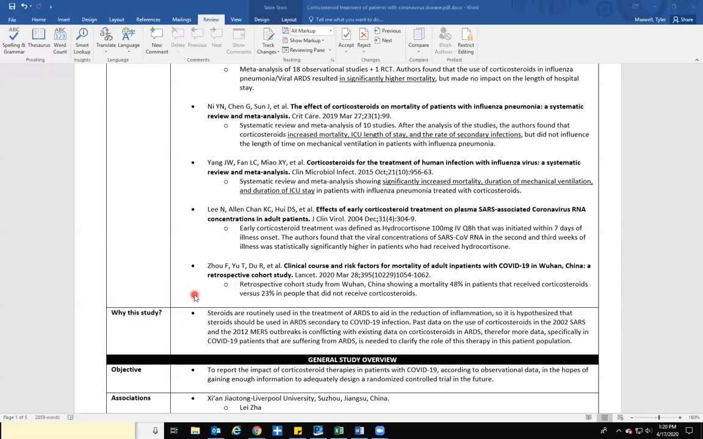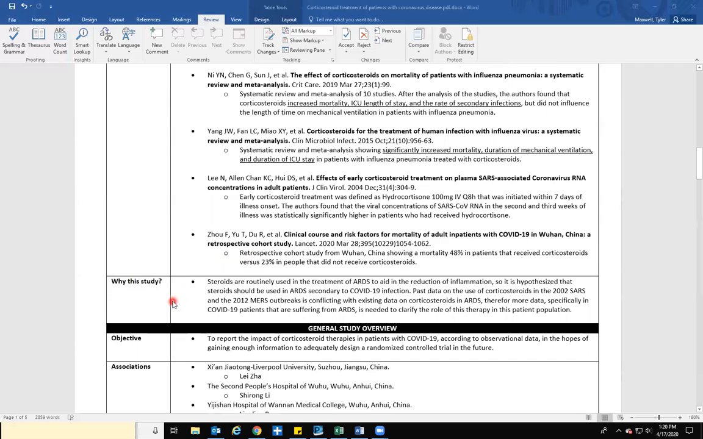Now, this was a retrospective study, and so this data should be taken with a grain of salt, because those patients that were receiving steroids may have just been sicker patients. And so it's hard to look at that data and find too much out of it, but it is something that was published fairly recently as an observation.